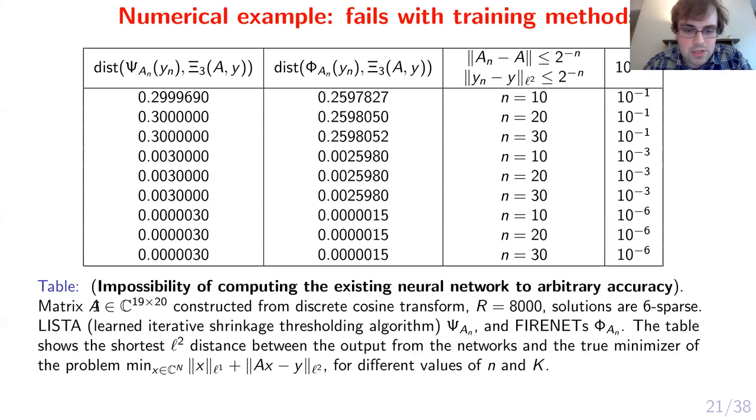This is for a matrix A, which is just a subsampled discrete cosine transform. Here I've taken an 8,000 large collection of samples. Each of these was six sparse, the solution. And here I'm comparing LISTA on the left-hand side. So this is a learned version of iterative shrinkage thresholding with FIRENETs, which are the neural networks that I'm going to introduce in a couple of slides' time.